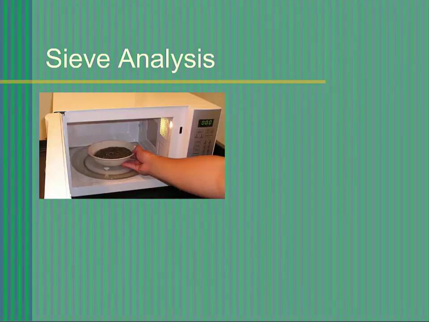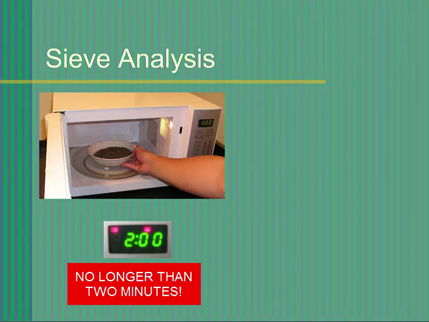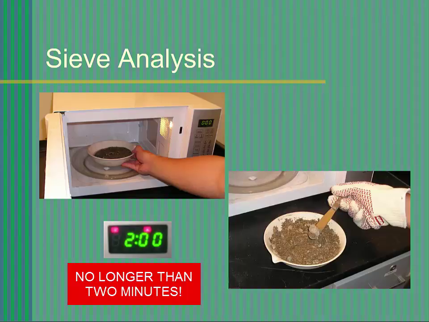Place the evaporating dish and the soil into the microwave oven. Heat it until the soil is dry, using periods no longer than 2 minutes. At the end of each 2-minute period, carefully stir the soil with a clean spatula to allow water vapor to escape. Once this portion of the sample is dry, you are ready to sieve the sample.